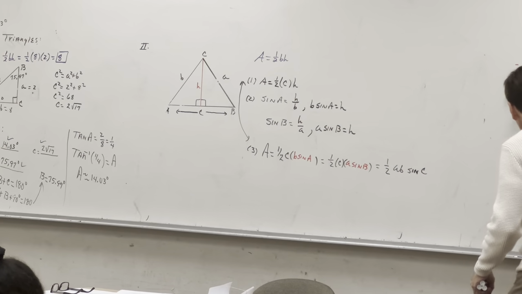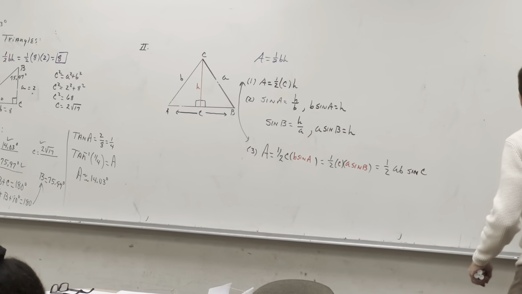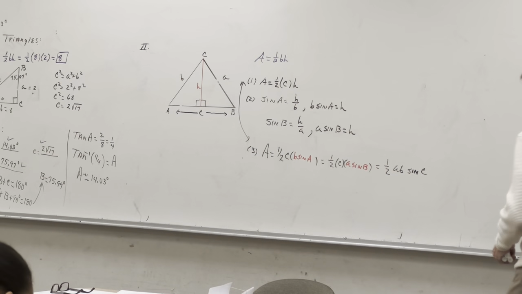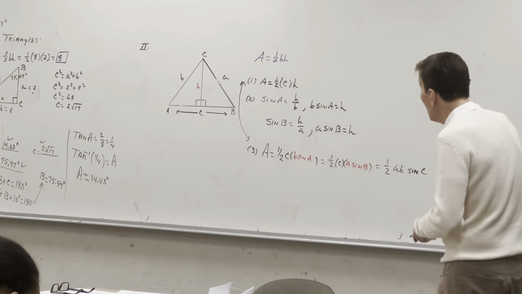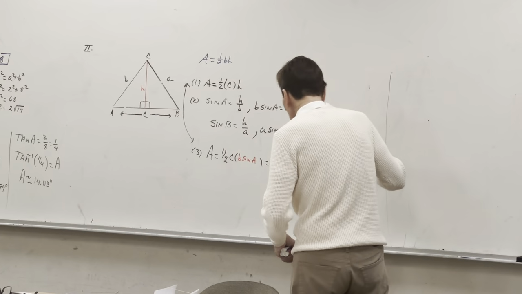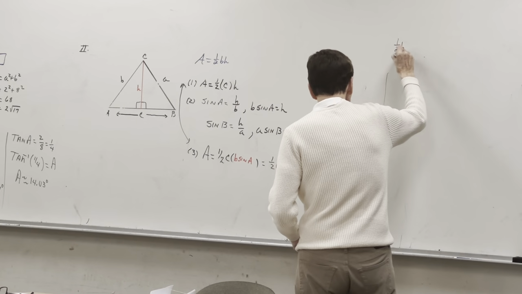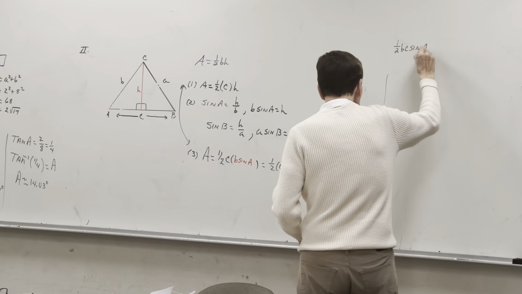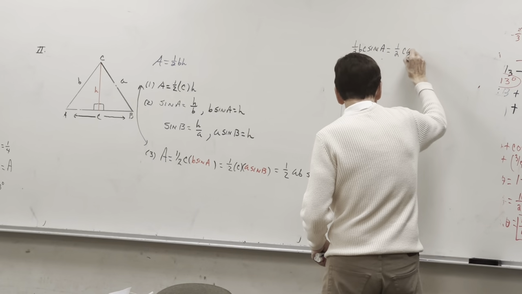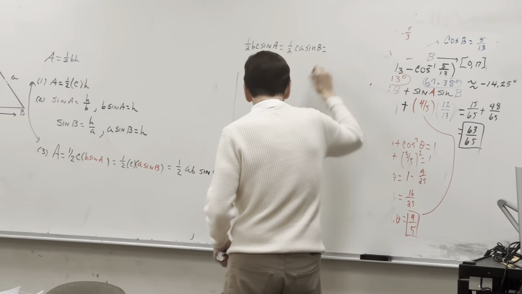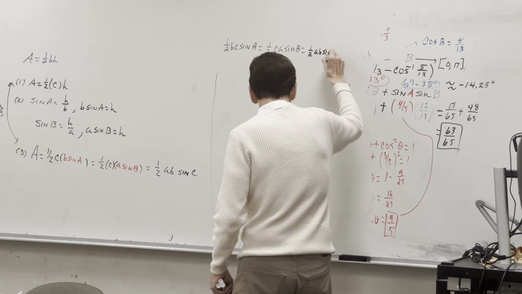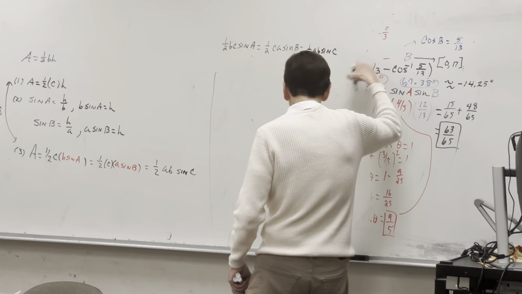I'm moving over and do this. Down here nicely. Here goes. I'm going to jot these down, like you see right now. 1/2 BC sine A equal to 1/2 CA sine B equal to 1/2 AB sine C. That's what we have. That's what's on the board there for you.